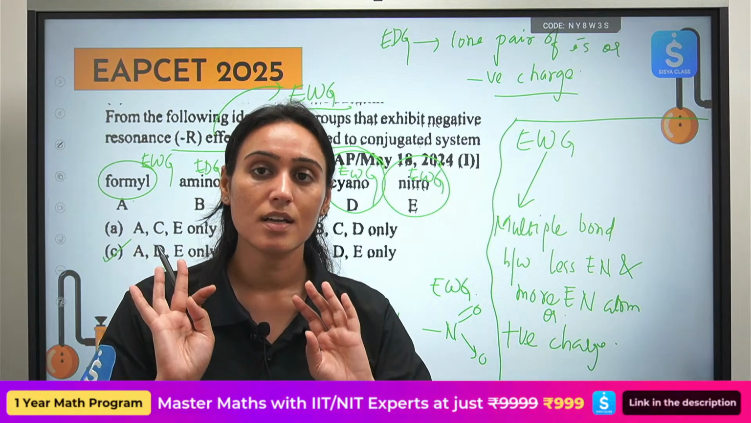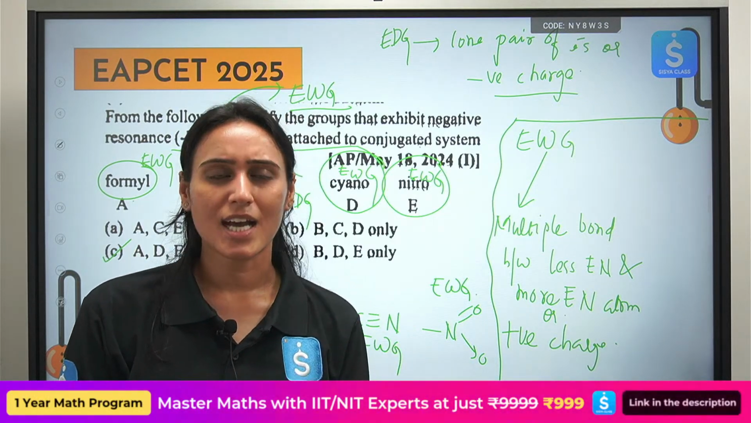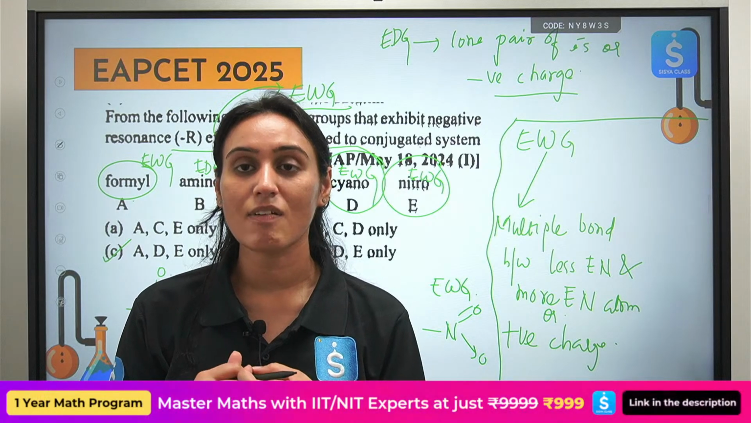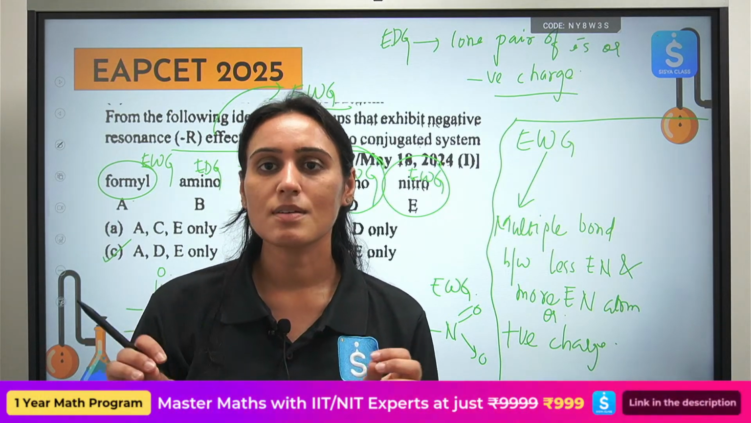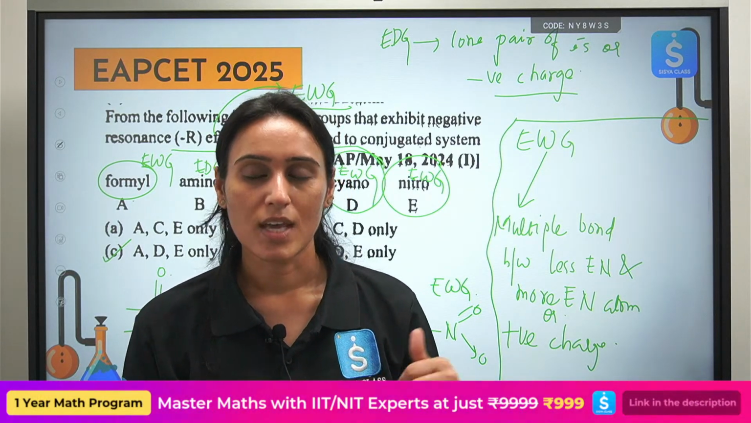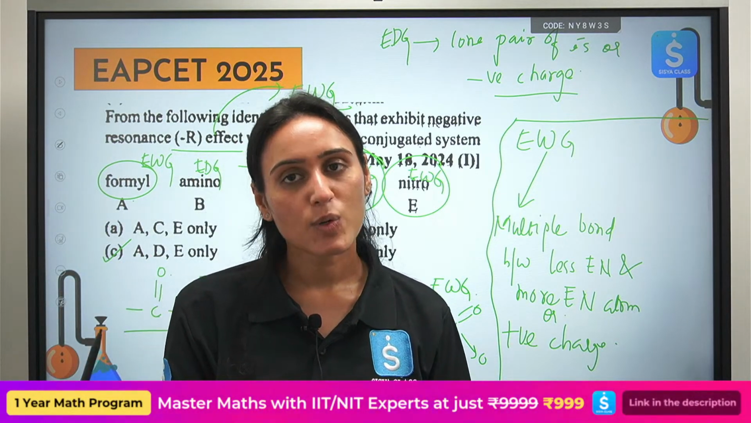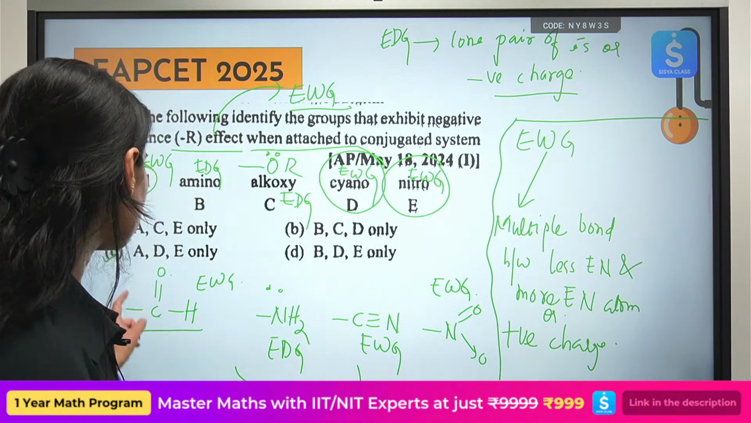We are looking for multiple bonds or positive charge or partial positive charge. Multiple bonds between a less electronegative and a more electronegative atom, not similar kinds of atoms. Remember that also. Then we will call all such groups electron withdrawing groups. Okay, so this is our correct answer.